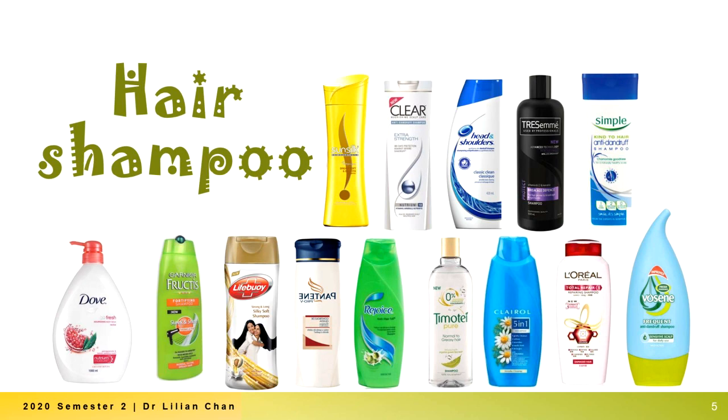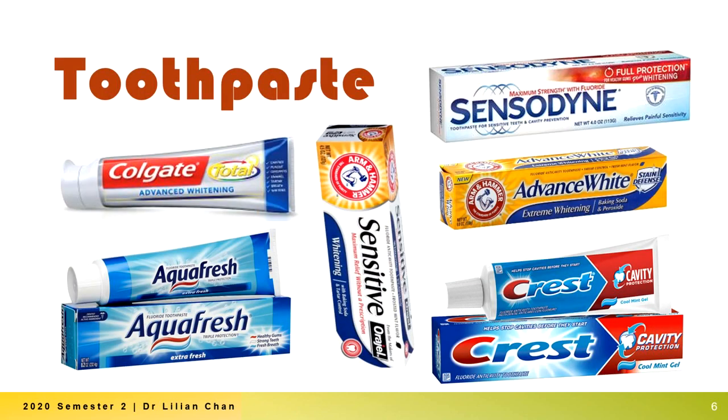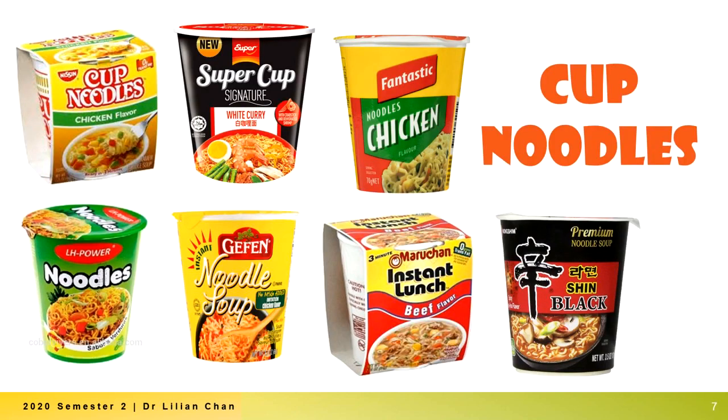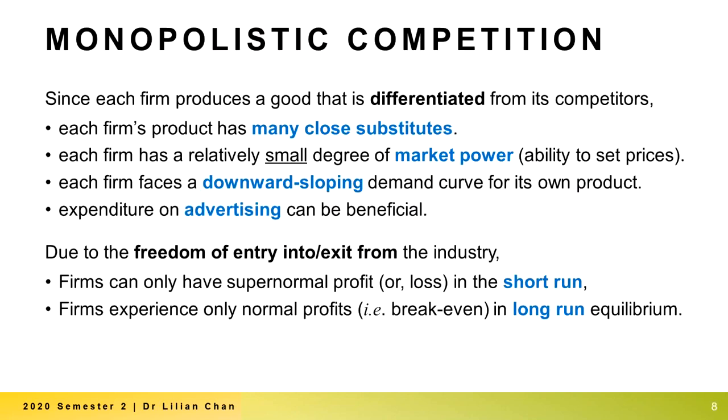So for example, like this, hair shampoo. You can see that there are many hair shampoos. So this is the industry for hair shampoo, and each one is a differentiated product. They're still basically shampoos, but there are differences that you can tell apart. Right, toothpaste, cup noodles, and there are lots more.